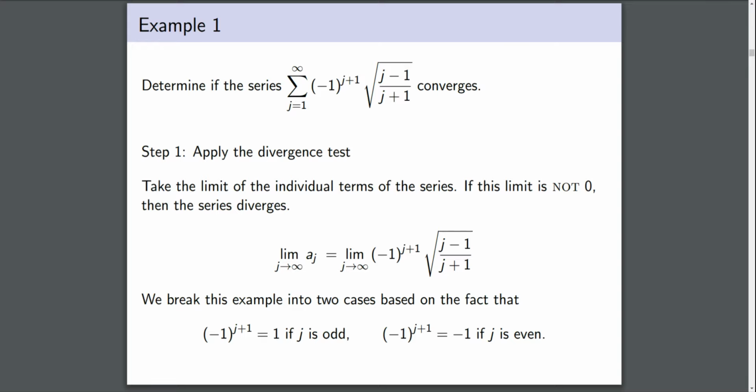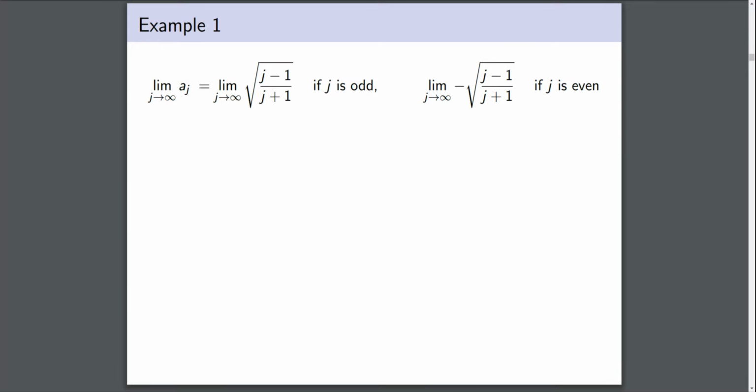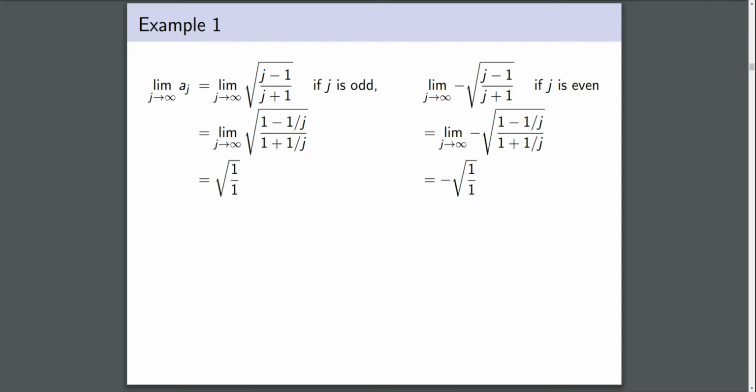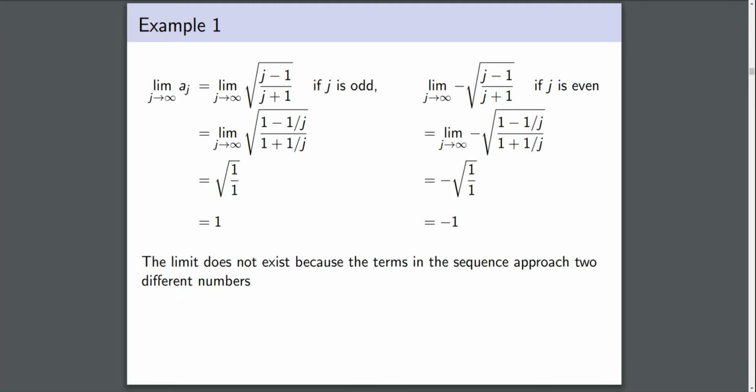To finish off this step, I'm going to evaluate these two limits separately. So I broke up the limit for the divergence test like so. We have one limit when j is odd and one when j is even. I'm going to work on them both at the same time. In the next step, I factor out the highest power in the numerator and denominator of the fraction. And then when I take the limit, it simplifies to the following. And so I get 1 and -1.